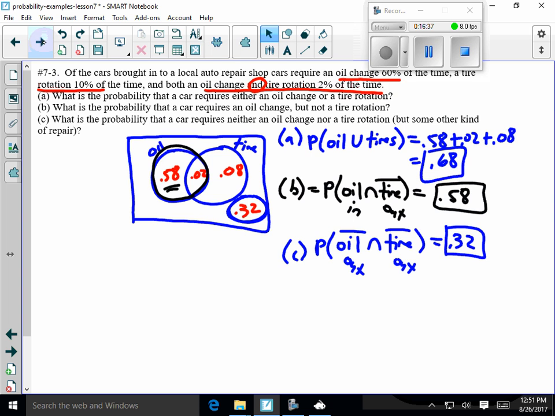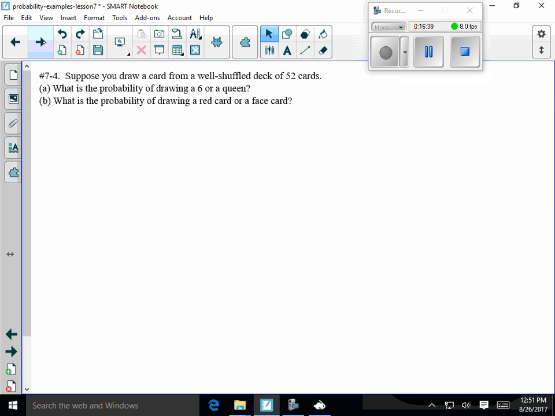Okay, let's move on to the next one. So the next one says, suppose you draw a card from a well-shuffled deck of 52 cards. What's the probability of drawing a 6 or a queen? And what's the probability of drawing a red card or a face card? So pause the video, give it a try, and then unpause.